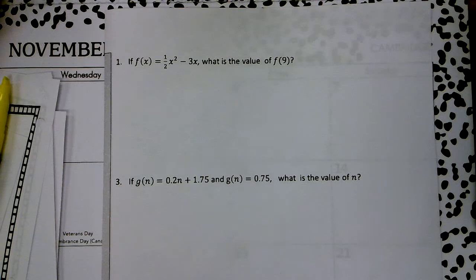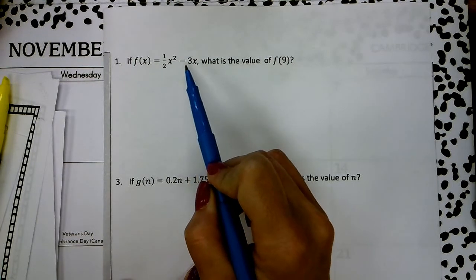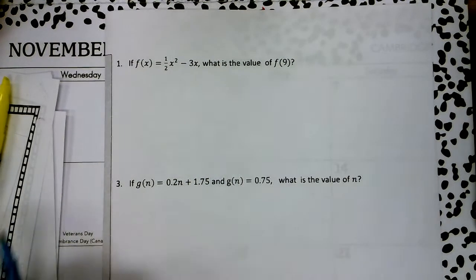All right, here we are evaluating functions. So number 1 says if f of x is equal to 1/2 x squared minus 3x, what is the value of f of 9? So we're given an equation in function notation, and we need to evaluate for an input of 9. So see here, f of x is equal to 1/2 x squared minus 3x. What is the value of f of 9?